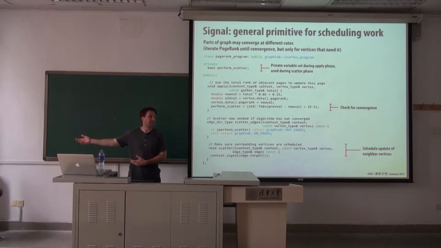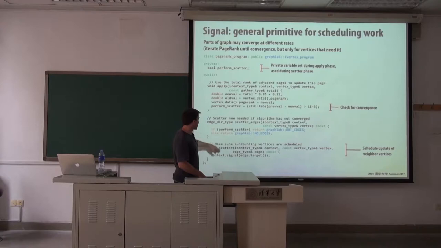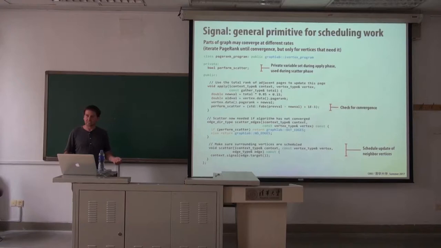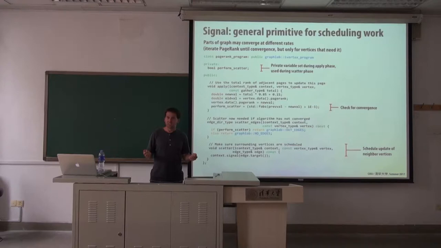And so this is the first example of using scatter. Notice that scatter is now saying, for every edge next to me, if I have not converged, go ahead and tell them to run again. So the way this code is now running is it's performing the PageRank update. It's computing whether or not the PageRank update has converged. And if it hasn't converged, I'm going to schedule all my neighbors and myself to continue to update until convergence has happened.